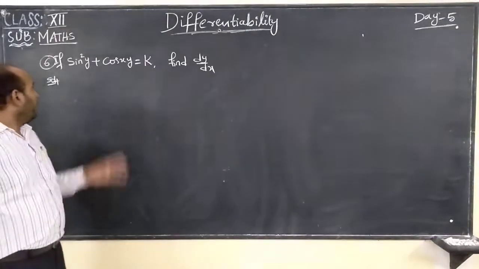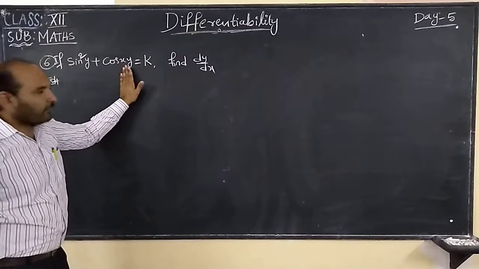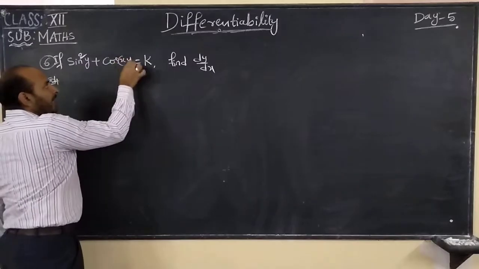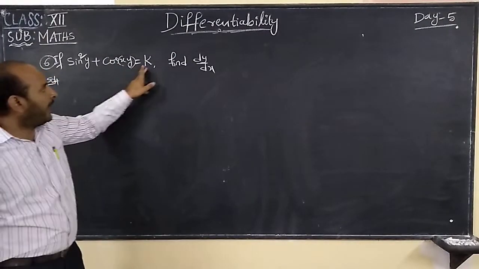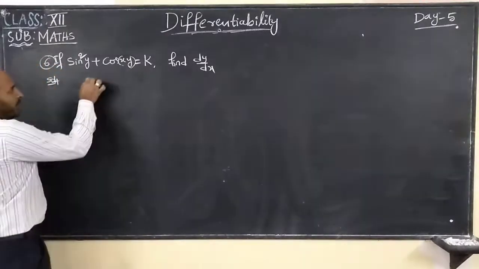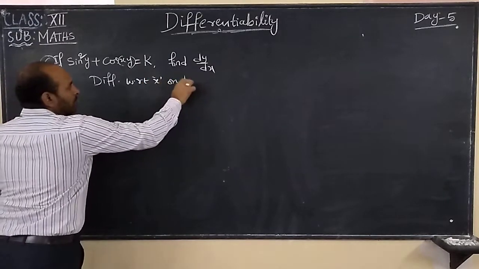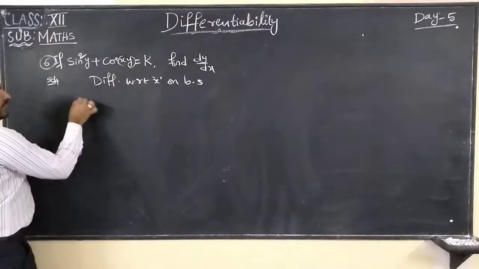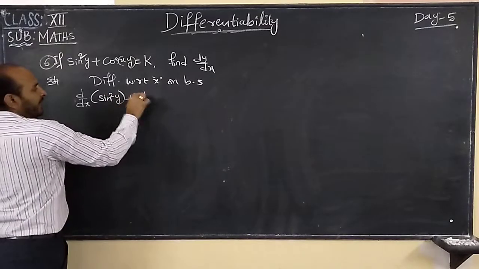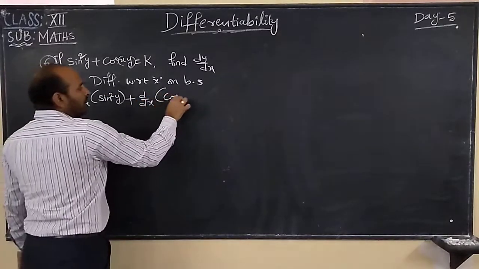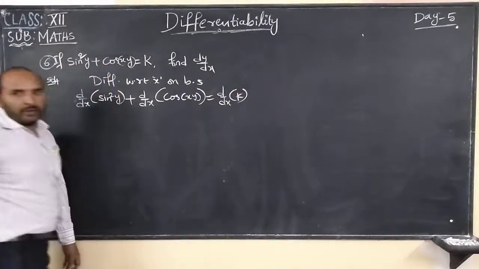It's problem number 6. If sin square y plus cos of xy is equal to k. So the cos angle is xy. Here xy is nothing but the product of two functions, equal to k. Find dy by dx. So now differentiate with respect to x on both sides. Apply derivative to each and every function: d by dx of sin square y plus d by dx of cos of xy is equal to d by dx of constant.